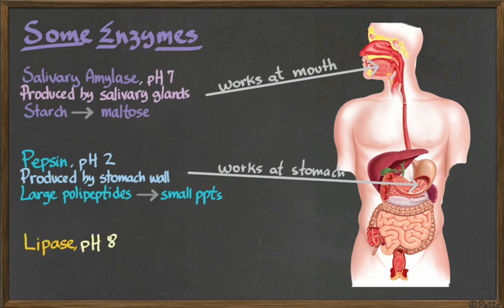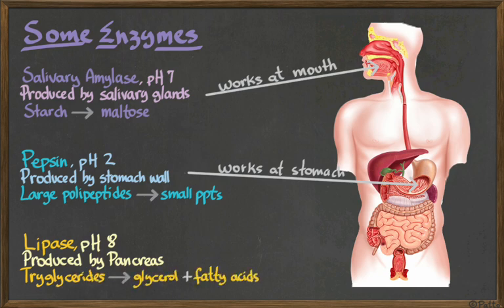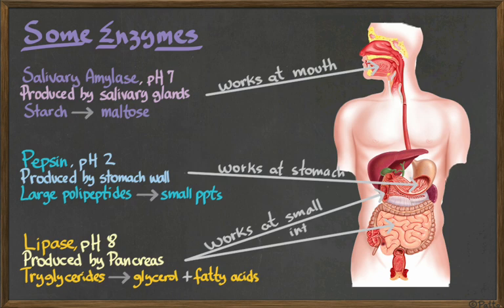One more example, a lipase, a pancreatic lipase, whose optimum pH is going to be 8. It's produced by the pancreas. It breaks triglycerides into glycerol and fatty acids, and it's going to be acting in your small intestine. To be specific, it's going to be thrown into the duodenum, the beginning of the small intestine. It's going to be working in the duodenum, jejunum, and the ileum, the remainder of the small intestine. Those are 3 enzymes for you to know that work in our body.